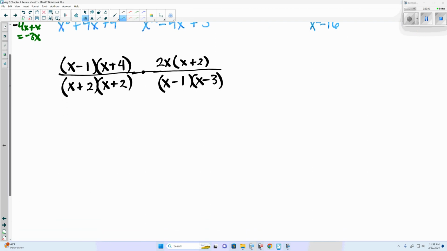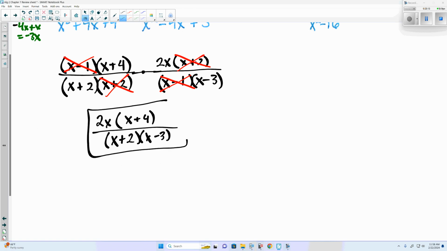Questions on any of this here? What's in common on top and bottom? Anything else? No. Because 2x isn't going to simplify with anything on bottom because we don't have any single terms or terms without addition or subtraction. And our x plus 4 on top does not match up with either our x plus 2 or x minus 3. So 2x times x plus 4 over x plus 2 times x minus 3 is our final answer.